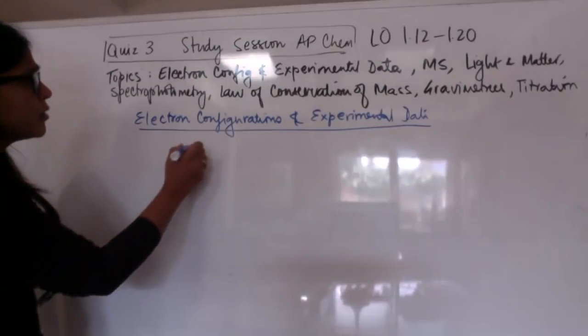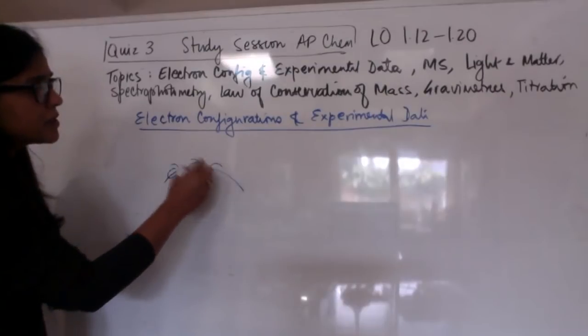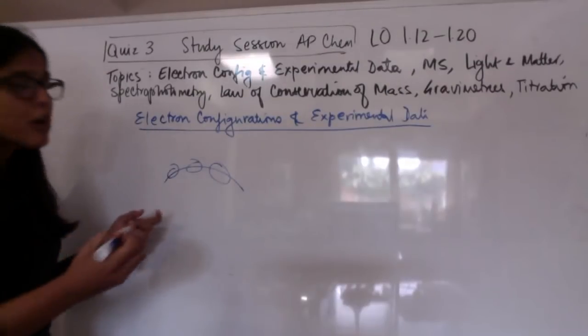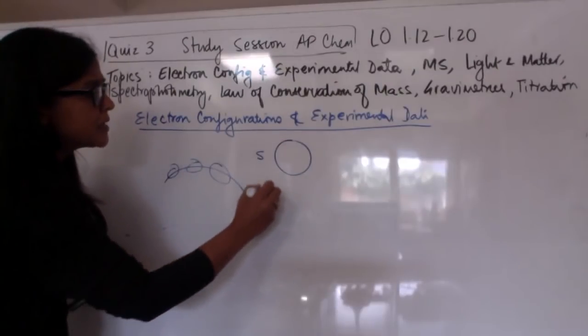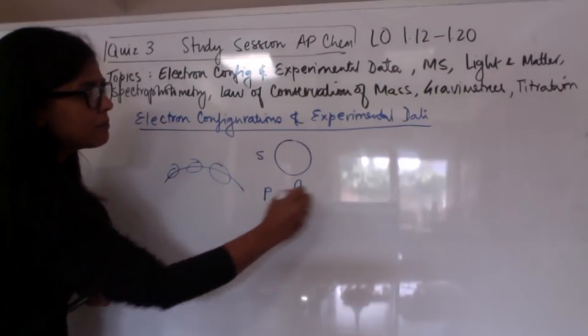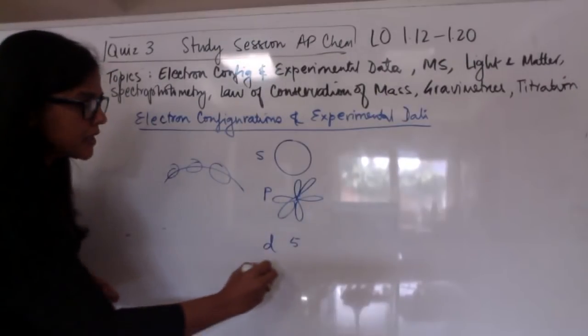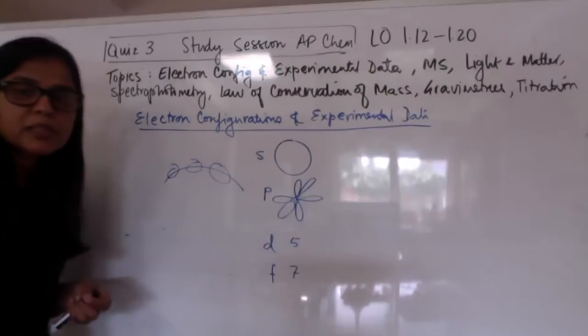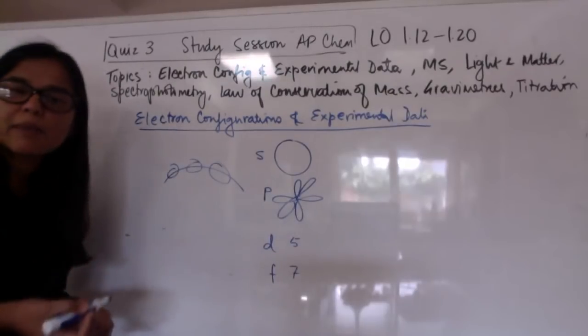You already know that within energy levels, there are sublevels. Within sublevels, there are orbitals. The s sublevel has only one s orbital. The p sublevel has 3 different p orbitals. The d sublevel has 5 different orbitals, and the f sublevel has 7 different orbitals. In this context, what you need to remember is paramagnetism and diamagnetism.